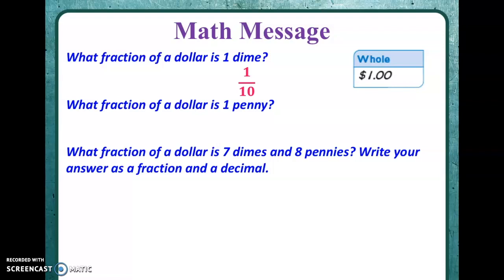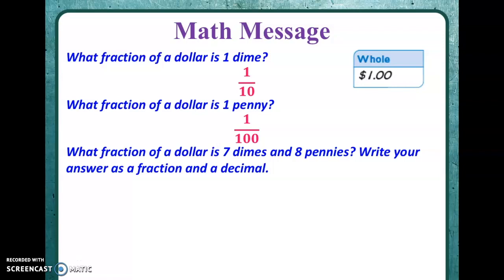Now think of a penny. Think about how many pennies there are in $1. Hopefully you said 100. So what would your fraction look like for 1 penny? 1/100th. Now, using what we know, what fraction of a dollar is 7 dimes and 8 pennies? Go ahead and write your answer as a fraction and a decimal. Pause the video.